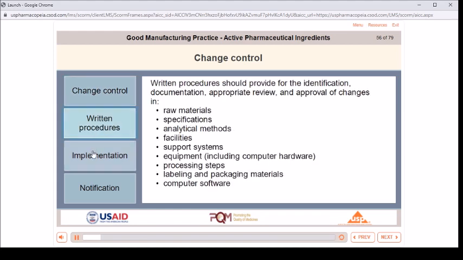Written procedures. Written procedures should provide for the identification, documentation, appropriate review, and approval of changes in raw materials, specifications, analytical methods, facilities, support systems, equipment including computer hardware, processing steps, labeling and packaging materials, computer software.